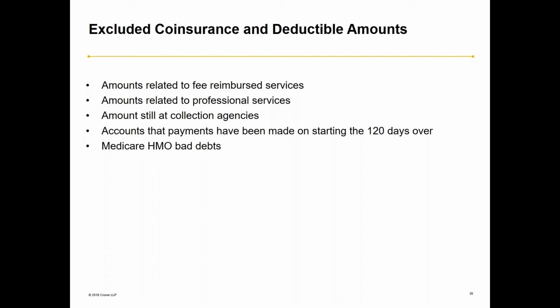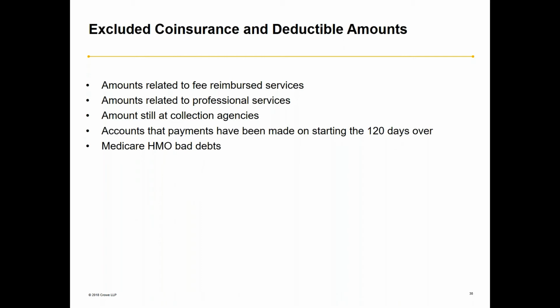So some of the things that would be excluded from co-insurance and deductible amounts and wouldn't be reported on your cost report as a Medicare bad debt. Fee reimbursed services would be excluded. Amounts related to professional services would be excluded. Amounts still at collection agencies would not yet be able to be included as a Medicare bad debt. Accounts that payments have been made on, starting the 120 days over, must be excluded from Medicare bad debts.